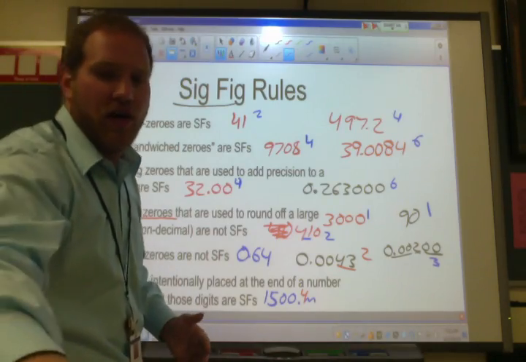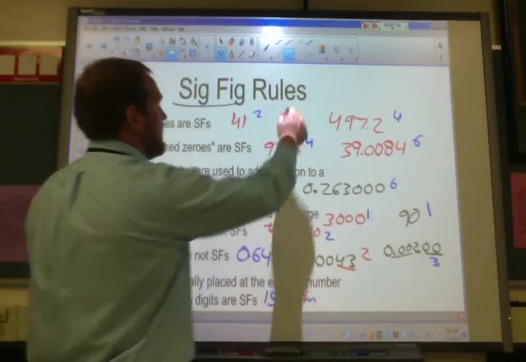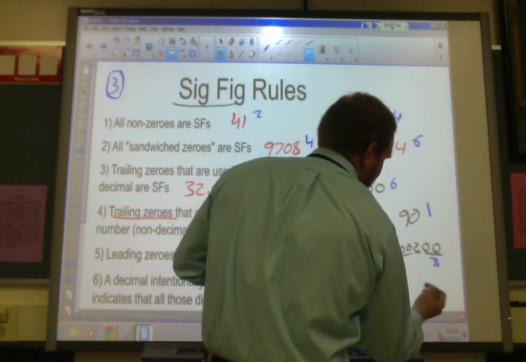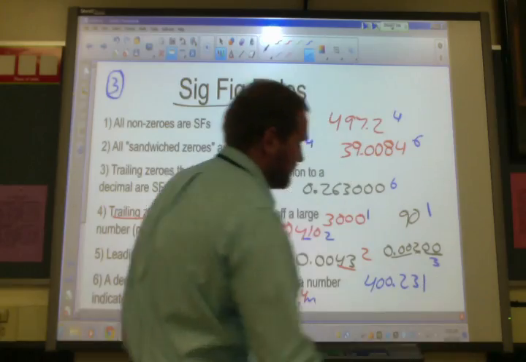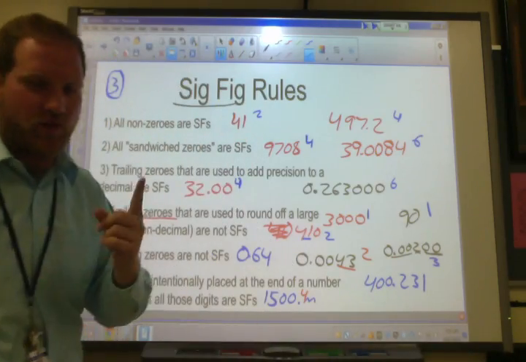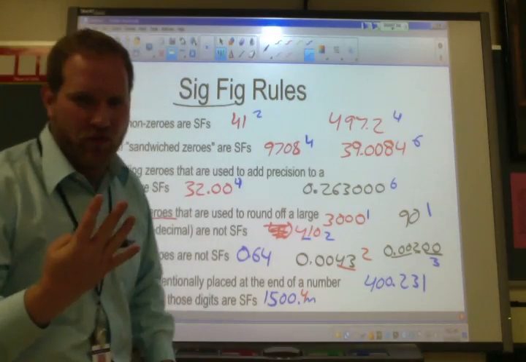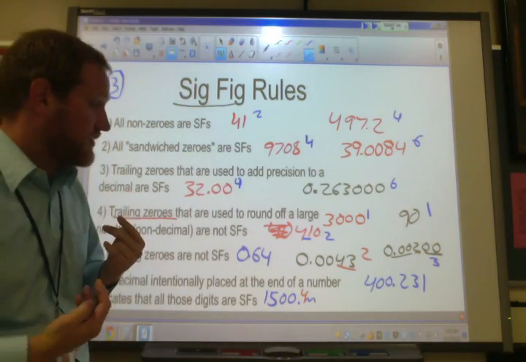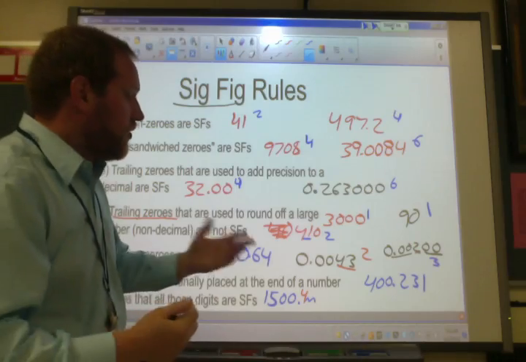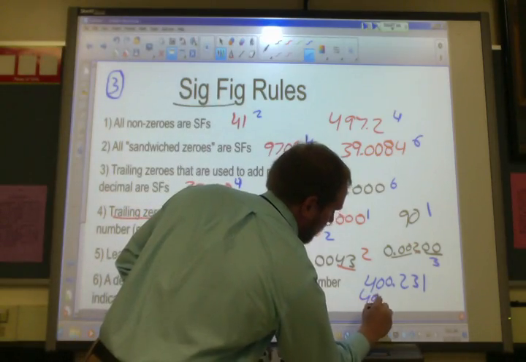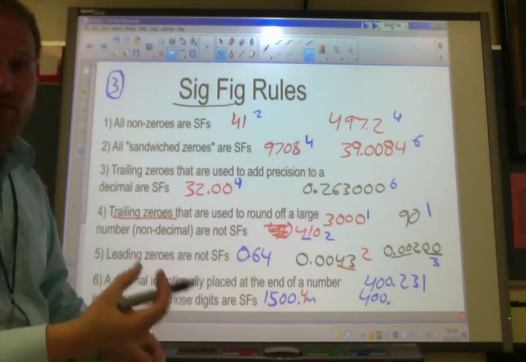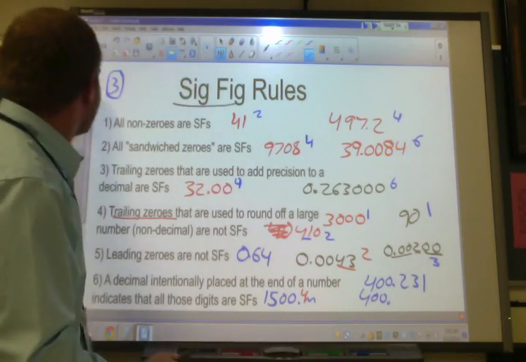So let's say you're running a problem and your answer ends up being 400.2231, and you need to report that as 3 sig figs. Well, if you just say 400, that's only 1 sig fig. And you can't say 400.2 because that would be 4 sig figs. So there are only 2 ways of doing this. One is using scientific notation: you would say 4.00 times 10 to the second. Or an easier way is just saying 400 point. Adding the point makes all those numbers significant. So 3 sig figs there.